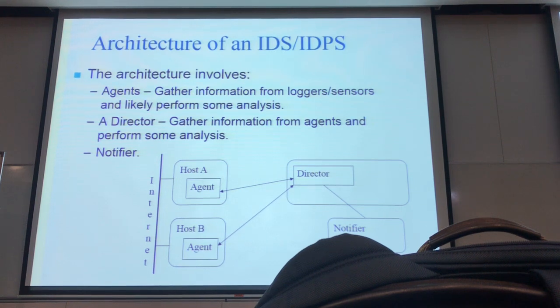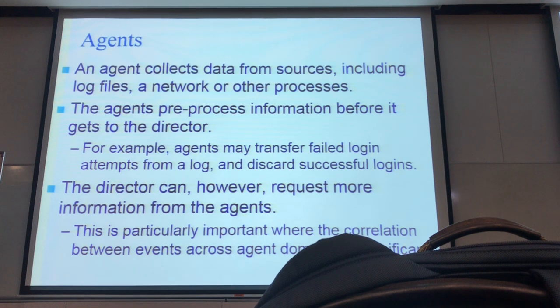So we basically have a distributed architecture instead of a centralized architecture. The agent collects the data from the source. The source can be your computer, and it can also be a network device. If you want to do both host-based and network-based intrusion detection, then you need to install agents in different places.